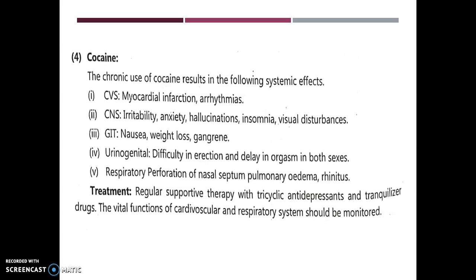Cocaine. The chronic use of cocaine results in the following systemic effects: CVS, myocardial infarction, arrhythmia; CNS, irritability, anxiety, hallucination, insomnia, visual disturbance; GIT, nausea, weight loss and gangrene; urogenital difficulty, erection and delay in orgasm in both sexes; respiratory, perforation of nasal septum, pulmonary edema and rhinitis. Treatment is regular supportive therapy with tricyclic antidepressant and tranquilizer. The vital functions of the cardiovascular and respiratory systems should be monitored.